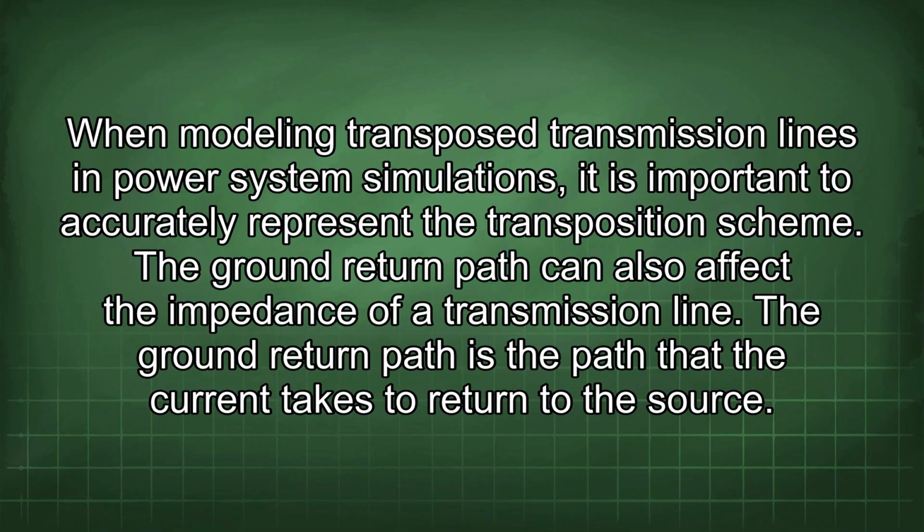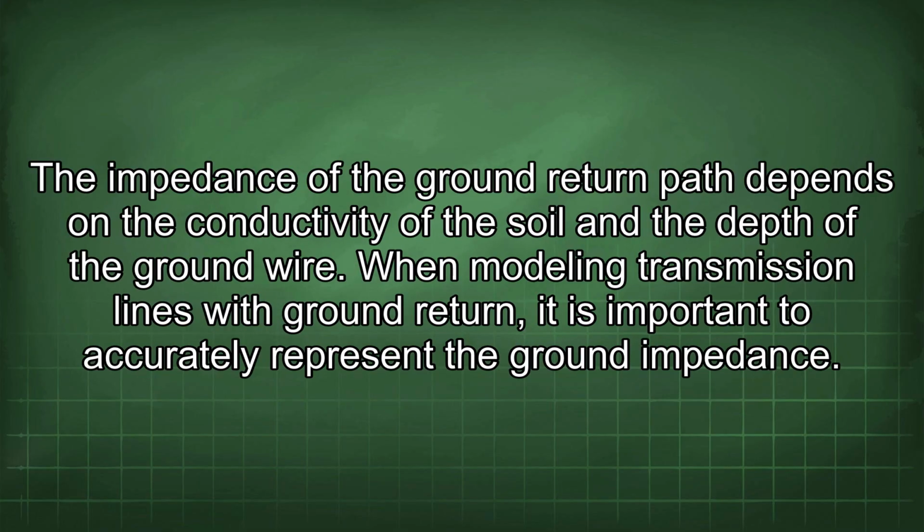The ground return path can also affect the impedance of a transmission line. The ground return path is the path that the current takes to return to the source. The impedance of the ground return path depends on the conductivity of the soil and the depth of the ground wire. When modeling transmission lines with ground return, it is important to accurately represent the ground impedance.